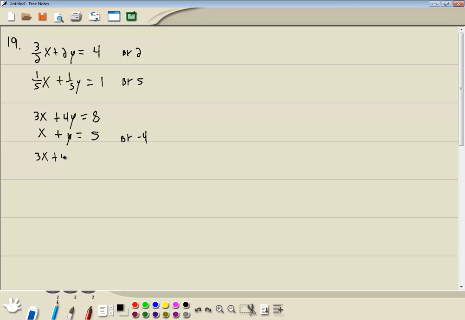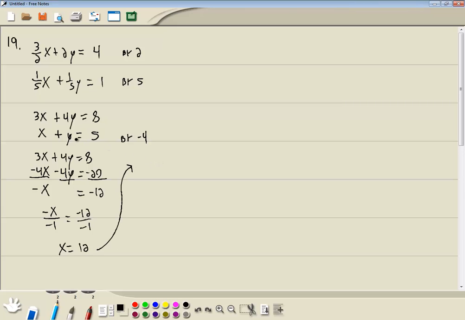So we got 3x plus 4y is equal to 8. Negative 4 times x is negative 4x. Negative 4 times y is negative 4y. And negative 4 times 5 is negative 20. 3x minus 4x is negative 1x or negative x. 4y minus 4y drops away. 8 minus 20 is negative 12. Divide both sides by the number in front of your x, which is negative 1. And we get x is equal to 12.